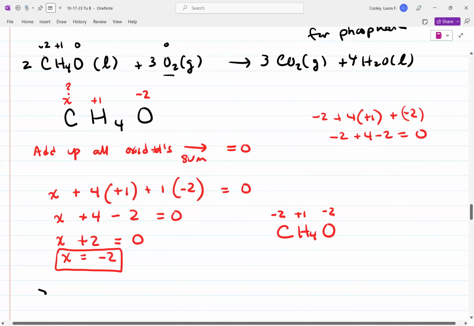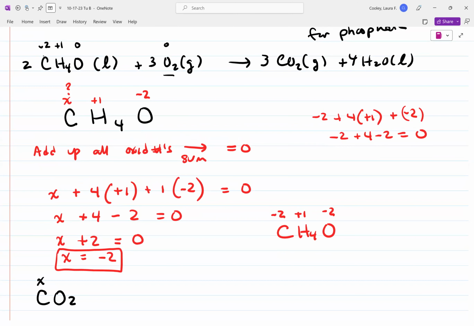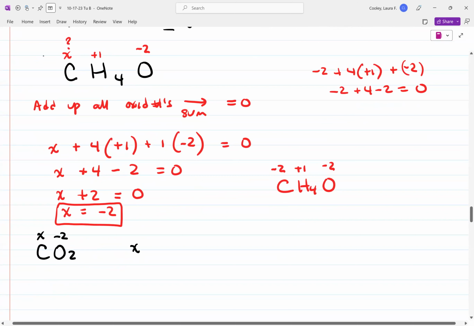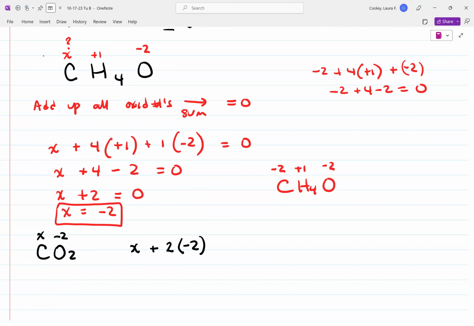Let's do CO2. C is going to be the X, and oxygen is -2. So what's this equation going to be? X plus 2 times -2, because you have 2 oxygens, and they're -2 each. What does that sum to? 0. So it's X minus 4 equals 0, so X is plus 4.